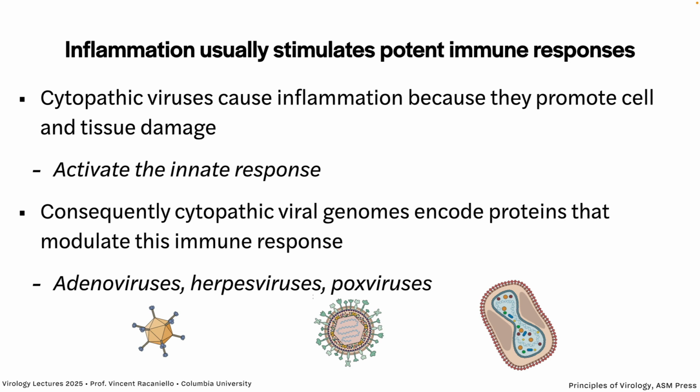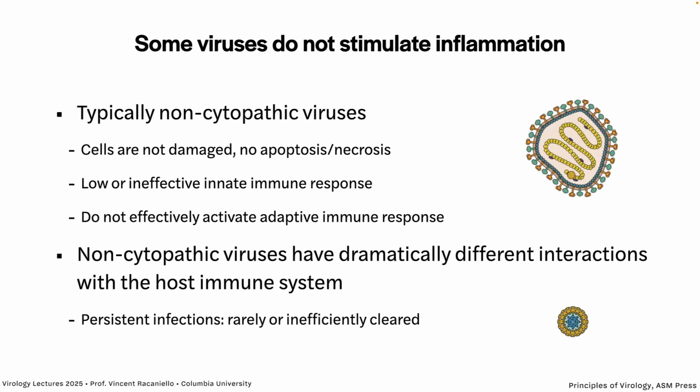Now, to counter this, the genomes of cytopathic viruses often encode proteins to counter inflammation. I've told you a lot about this already. Right? They have to counter the induction of inflammation. Otherwise, you're going to get a great immune response and the virus is going to be cleared. So herpes viruses, adenoviruses, pox viruses, all are cytopathic viruses that encode inhibitors of inflammation.